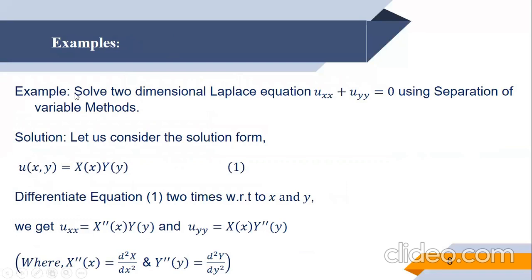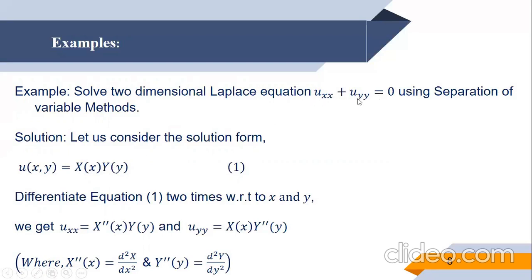Now we solve another example. In the previous example we solved a first order PDE and this one is a second order PDE. So the example is: solve the two-dimensional Laplace equation uxx plus uyy is equal to 0 using the separation of variables method. The procedure is similar, slightly changed, but initially similar. So first, in this equation, u is a dependent variable, and x and y are independent variables. So we write u of xy is equal to capital X of x, capital Y of y.